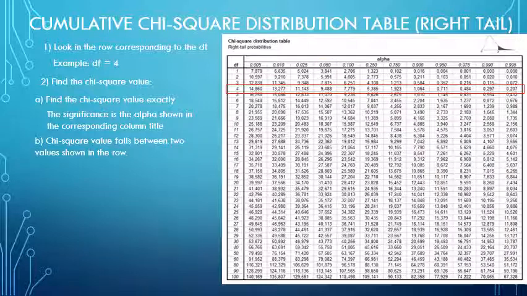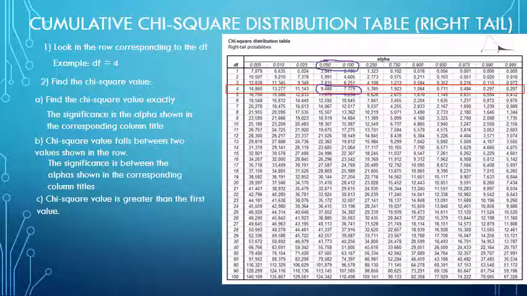If, however, the chi-square value falls between 2 numbers, so for example it's going to be 8, then it's going to fall between these 2 numbers, and in that case the significance is also going to be simply between these 2 numbers, so somewhere between 0.05 and 0.1. Another option might be that the chi-square value is greater than the first value. So in our case, we had 1200 and something, so that's bigger than the first number. In that case, we can simply report that the significance will be below the 0.005.